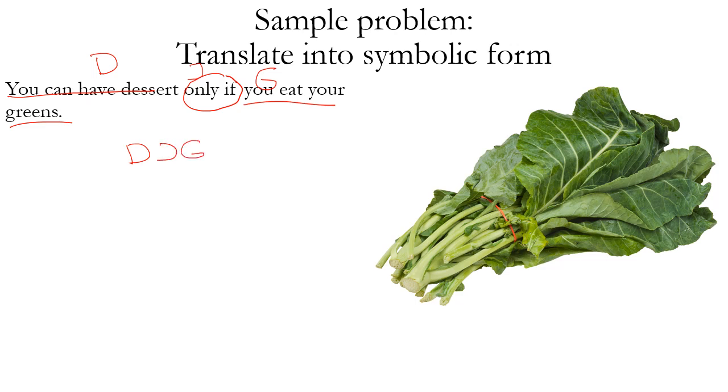Now imagine a scenario where we had just the word if in the middle of a sentence. You can have dessert if you eat your greens. In that case, the phrase that follows the if would be the antecedent. It would go before the horseshoe. So the complete translation would be G horseshoe D. But in this case, we do have the complete phrase only if in the middle of the sentence. So it does indicate the consequent of the conditional. What follows the only if will go after the horseshoe.